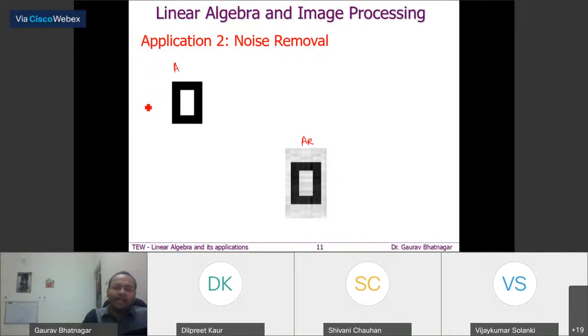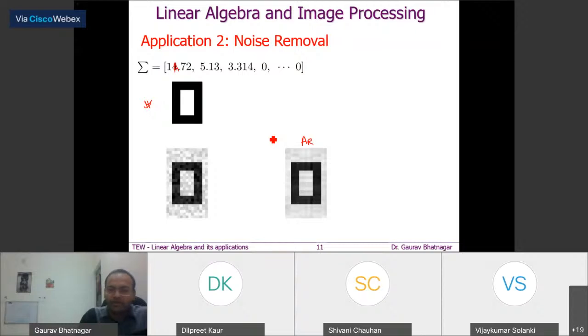So given a matrix A, I can add noise to it. It may be uniform noise, it may be Gaussian noise, or it may be any other kind of noise. So if I add certain noise in my image, so let me add some uniform noise in this particular image, and I am going to get this particular image over here. Now, if I try to take the SVD of this particular matrix, I am going to get something over here.